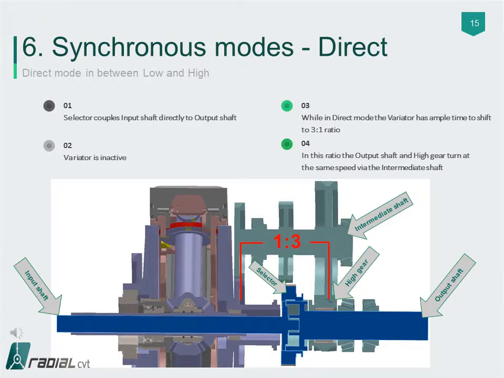This strategy is similar to those used in a DCT transmission. Assuming the vehicle will continue to accelerate, the variator will adjust to a 3-to-1 ratio. With the variator in this 3-to-1 ratio, the high gear, which can freely rotate around the output shaft, will rotate at the same speed as the output shaft since its fixed ratio from the rear disc to the high gear is 1-to-3. The transmission can now engage high mode as described in the next slide.